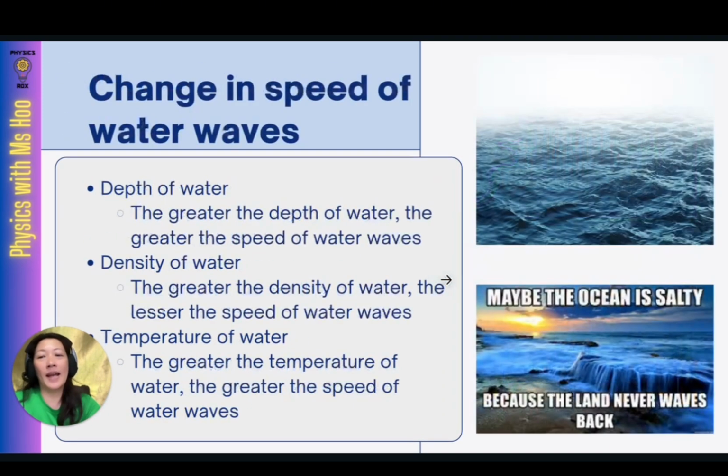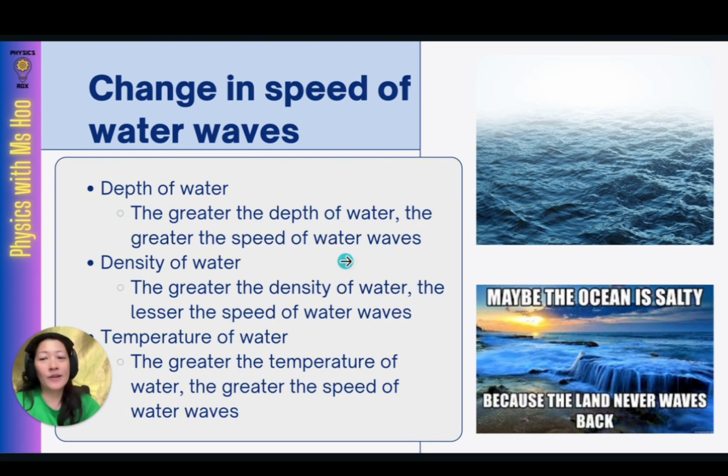Now, let's look at the change in speed of water waves. Water waves are caused by the movement of water particles. So any changes to water will also obviously change the speed. There are more factors that can change the speed of water waves, but we're only going to look at 3 on this slide. The first factor is the depth of water. The greater the depth of water, the greater the speed of water waves. I'll explain more about this on the next slide.